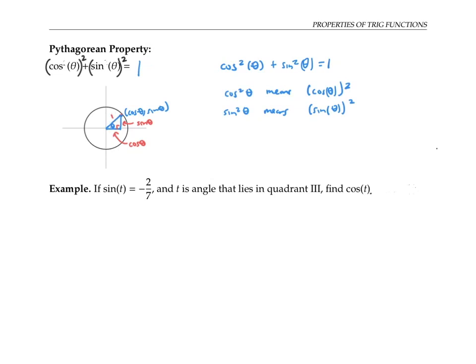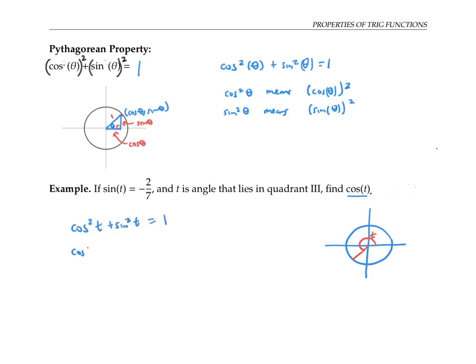Pythagorean property is handy for computing values of cosine given values of sine and vice versa. In this problem, we're told that sine of t is -2/7, and t is an angle that lies in quadrant 3. When we say the angle lies in quadrant 3, that means the terminal side of the angle lies here in quadrant 3. One way to find cosine of t is to use the fact that cosine squared t plus sine squared t is equal to 1.